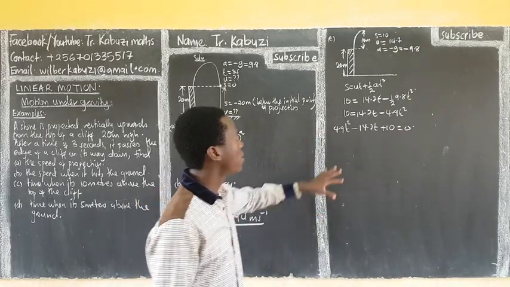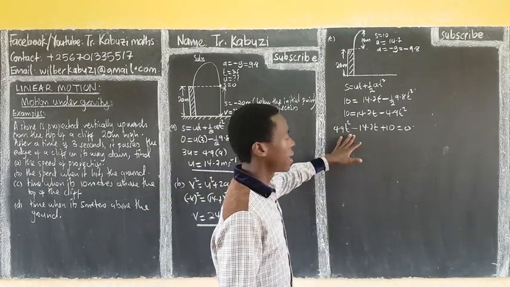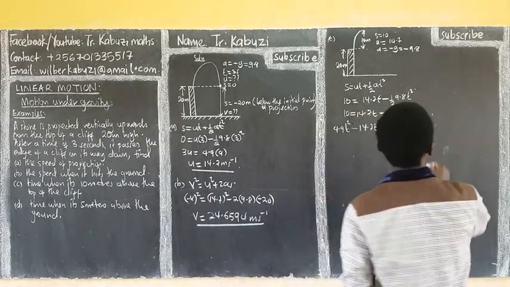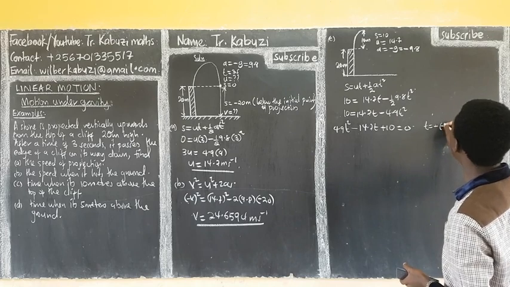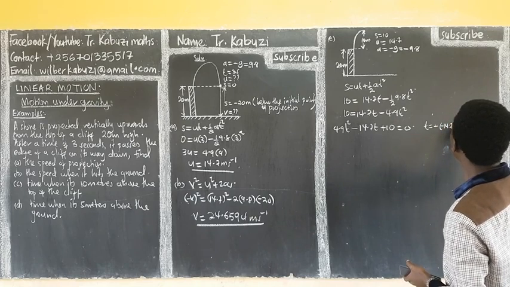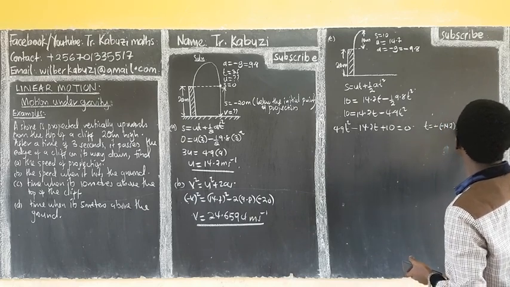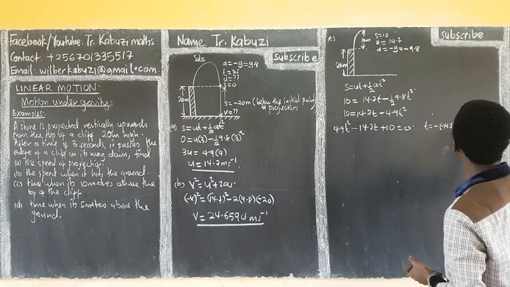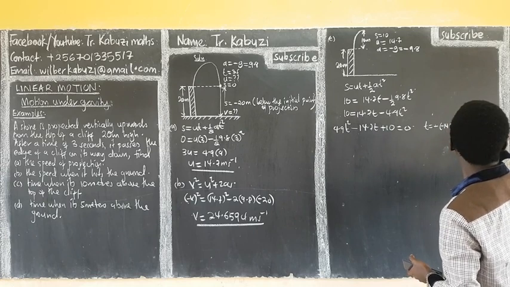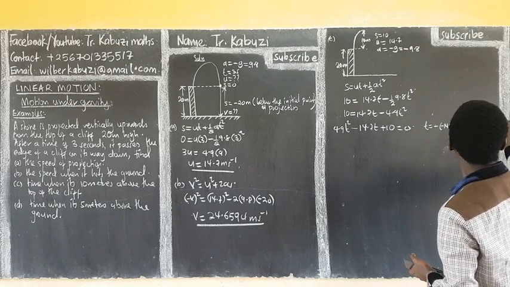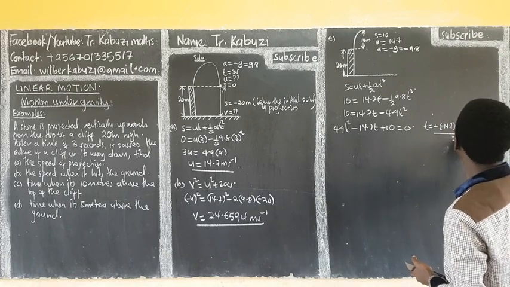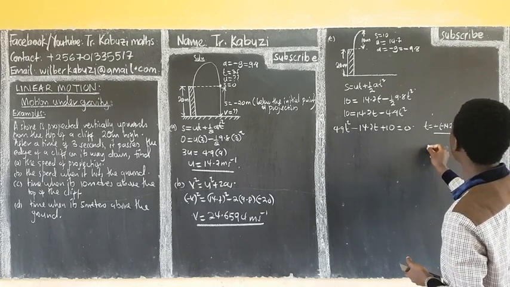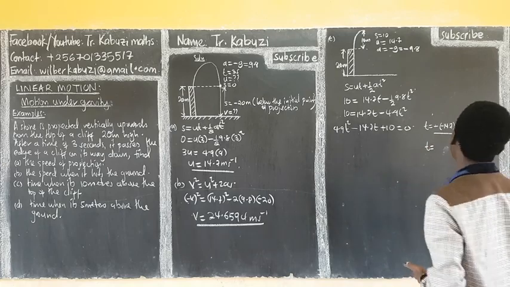Now from there, we use the quadratic formula. Please show that you're using the quadratic formula to get t. So from here, I'm going to say my t will be minus b, which is negative 14.7, plus or minus the square root of b squared, which is negative 14.7 squared, minus 4 into a, 4.9, and c, 10, the whole over 2 into 4.9.